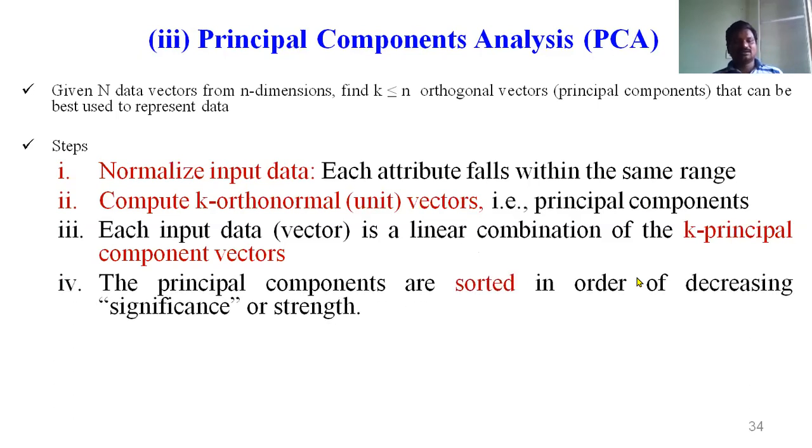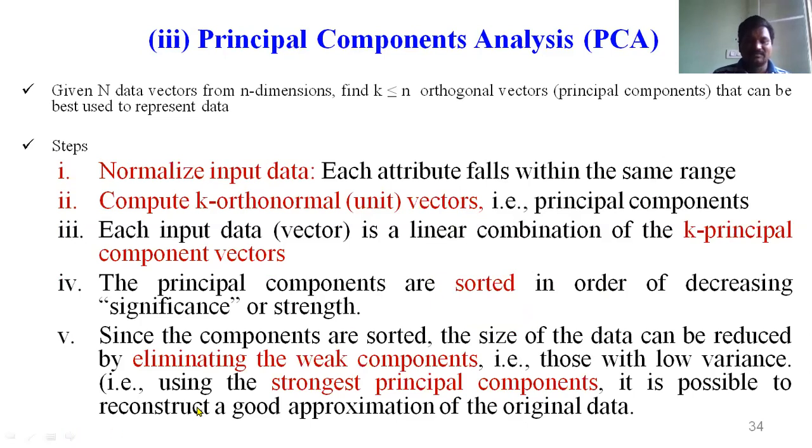And then the fourth important one here is the principal components. The principal components are orthogonal vectors sorted in order of descending significance or strength. Here you have to sort the information. It may be in ascending order or descending order. That means you will sort these orthogonal vectors in this case.